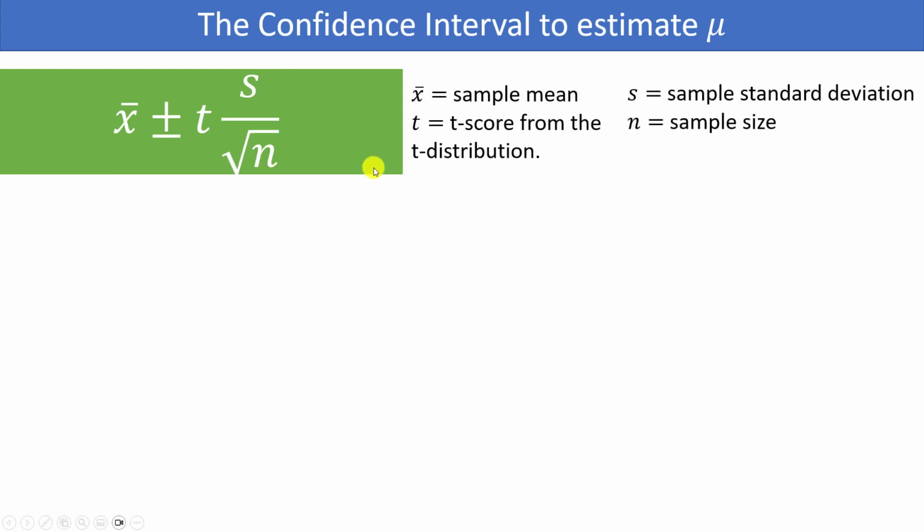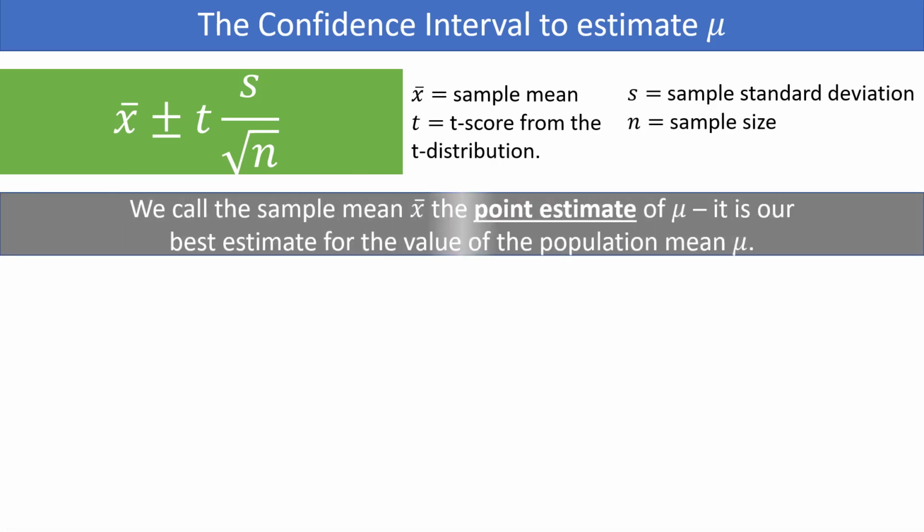Here are all the values in the formula defined. X bar is the sample mean, t is the t-score from the t-distribution, s is the sample standard deviation, and n is the sample size. As I mentioned a moment ago, we call the sample mean x bar the point estimate for the population mean. This just means it's our best estimate for the value of the population mean.